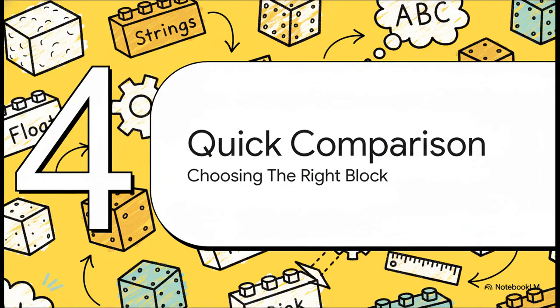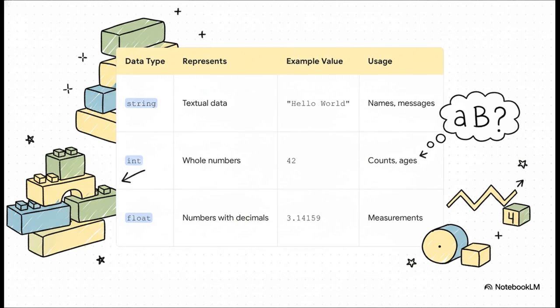So there you have it, our 3 fundamental building blocks. So how do you know which one to grab? Let's do a quick little side-by-side to make sure it all sticks. Okay, let's break it down one last time. Simple, if it's text, a name, a message, whatever, you're going to use a string. If you're counting whole things, like your age or how many items are in a shopping cart, that's an integer. And if you're measuring something that needs that decimal point, like a price or your GPA, you reach for a float. Choosing the right block is honestly the very first and maybe most important step in telling the computer exactly what you want it to do.